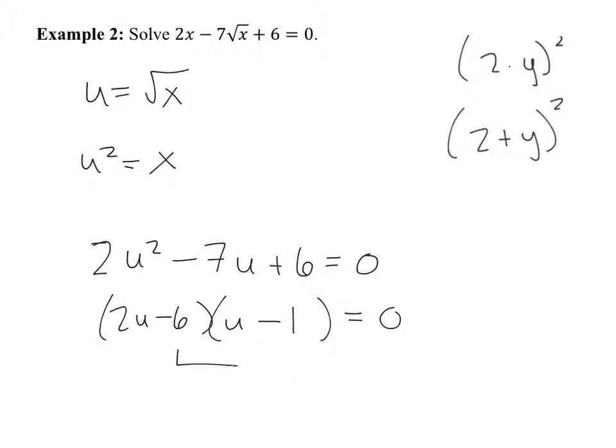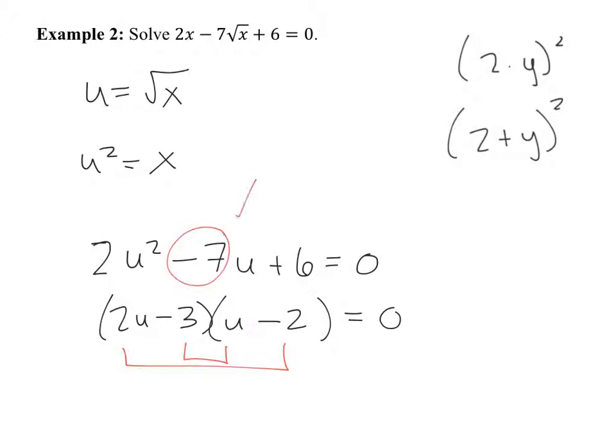When I do inner, I'm going to get -6. Outer, -2. That gives me -8, doesn't it? I want -7 in the middle. It's got to be something else. Jeff? 2u minus 3 and times u minus 2. Let's take a look. Inner will give me -3. Outer will give me -4. -3 and -4 gives us this -7.